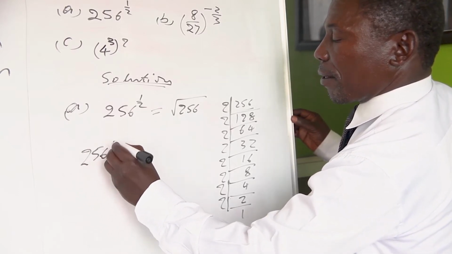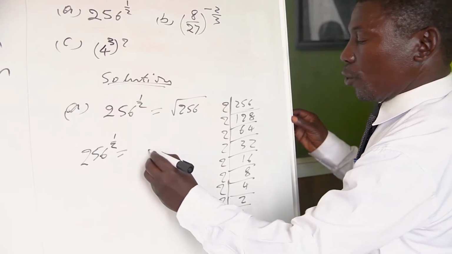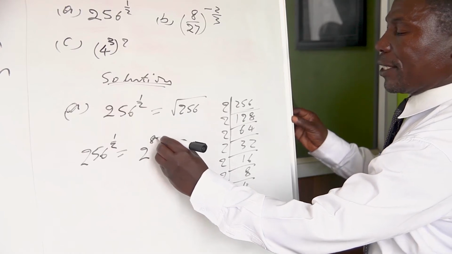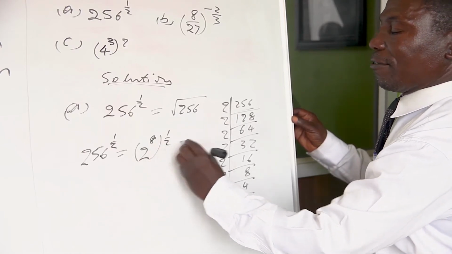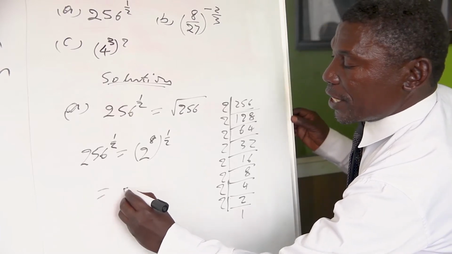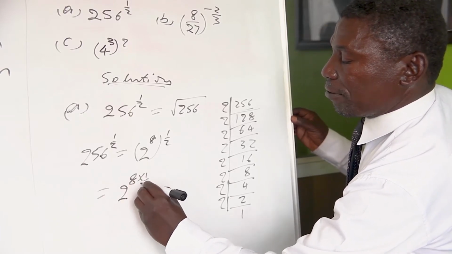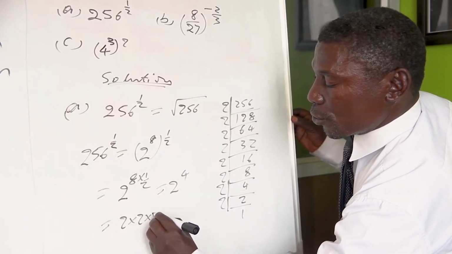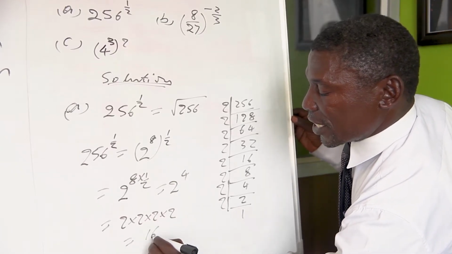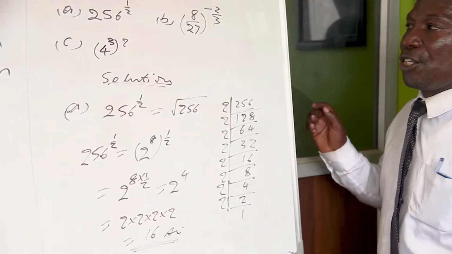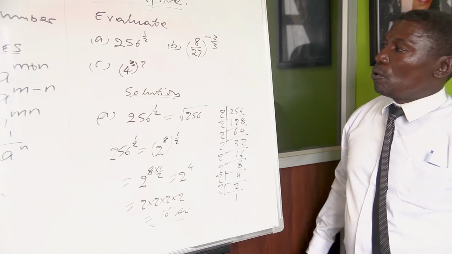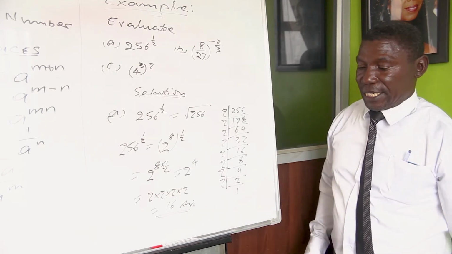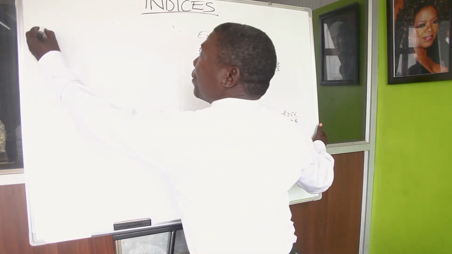So 256 is 2 power 8, and 256 power half is 2 power 8 to the power a half. What I have here is 2 power 8 times a half, and this gives us 2 power 4, which is 2 times 2 times 2 times 2, and this gives us 16. That is the answer. So 256 power half is the same thing as 16.